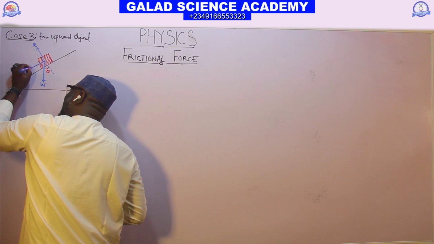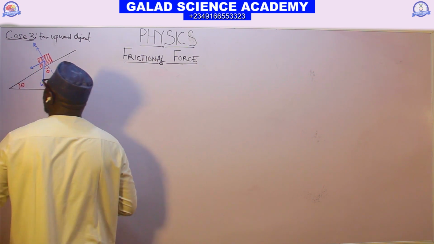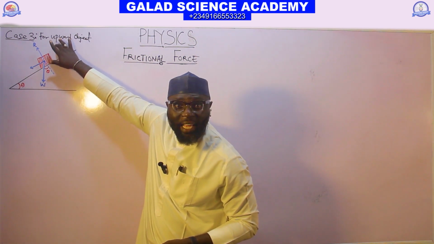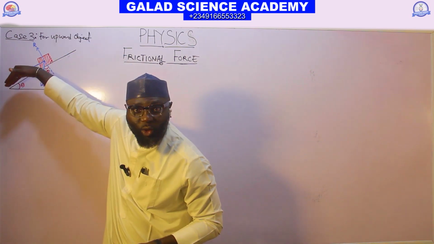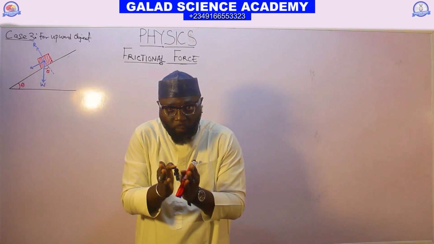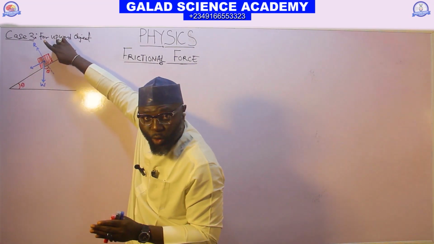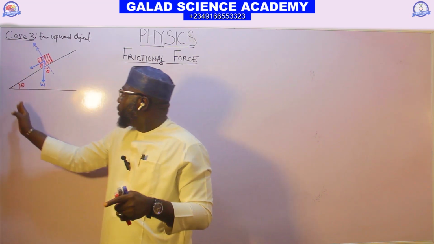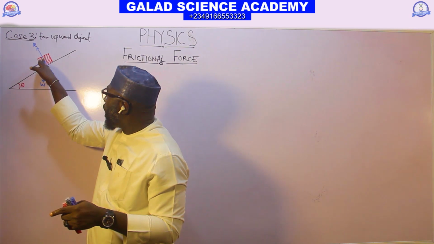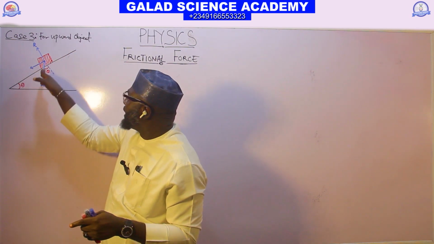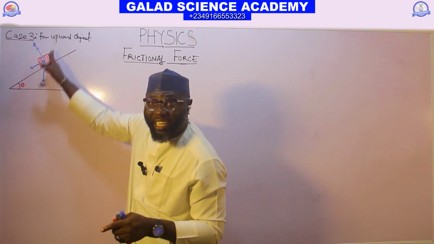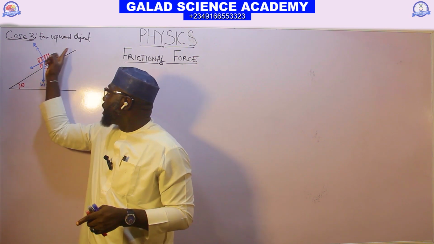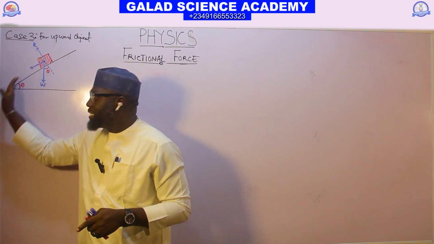is acting downward. Hello? The weight of this block is acting downward along the plane. That one is a natural phenomenon. The weight of this block along the plane is this. But the weight of the block along gravity is W. But the weight of the block along the plane is this.